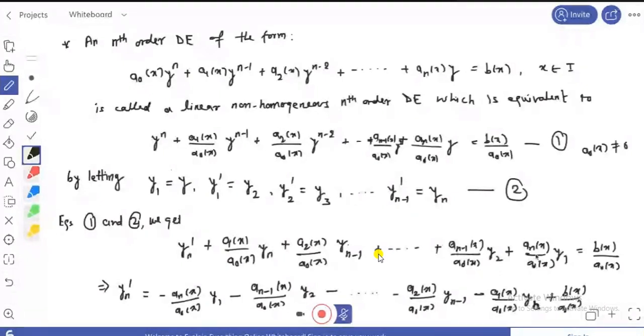Is this part clear or not? Is this part clear? Yes, sir.